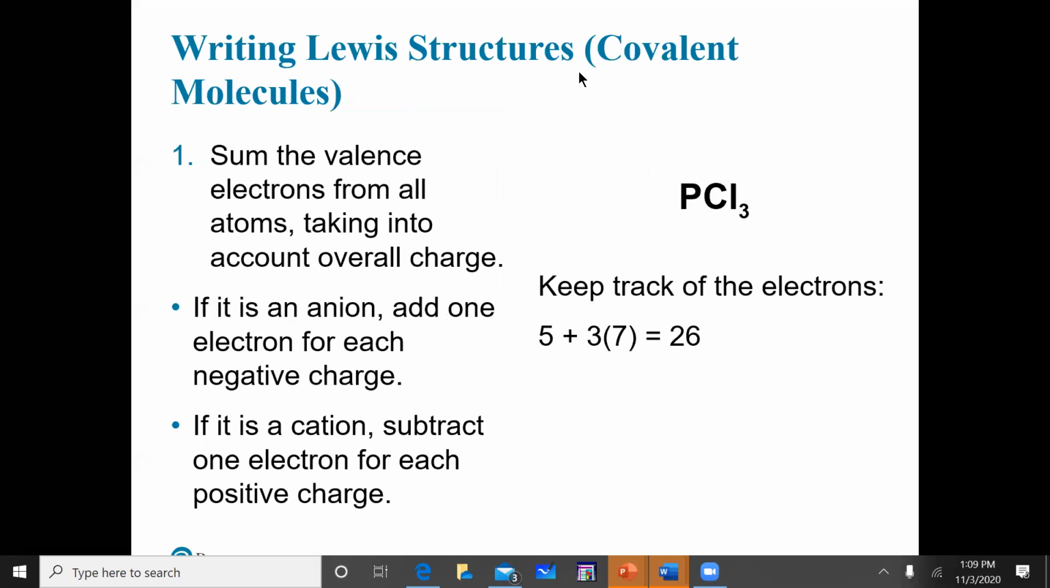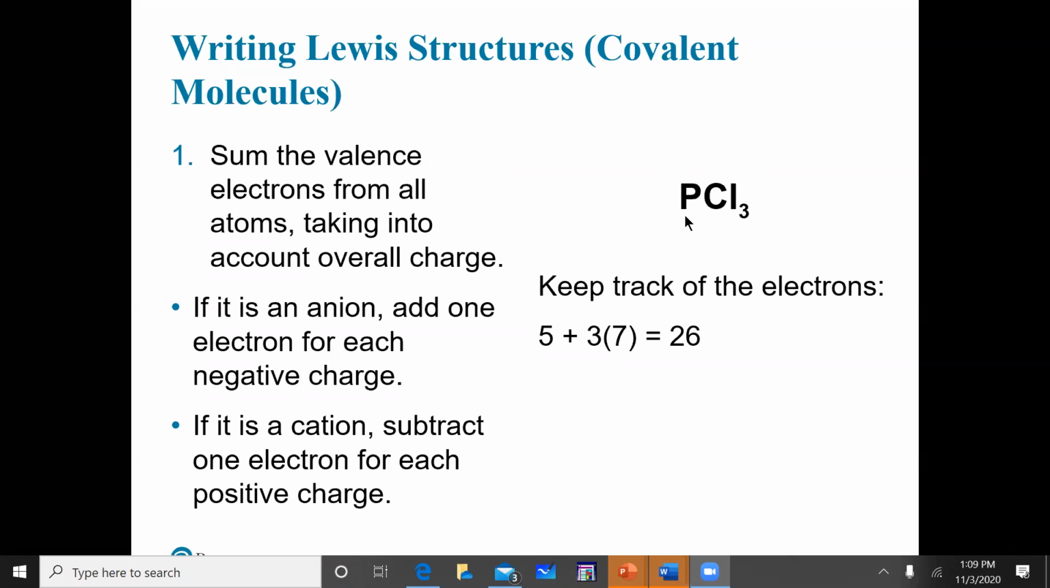So we want to write Lewis structures specifically for covalent molecules. You can make these Lewis structures for ionics as well, but you don't really need to. If you can flip-flop charges, it's sort of like extra work. But for covalent molecules, or when we're sharing electrons, these Lewis structures are really, really useful. So how do we go ahead and write the correct shape and/or structure for something like this, PCl3?